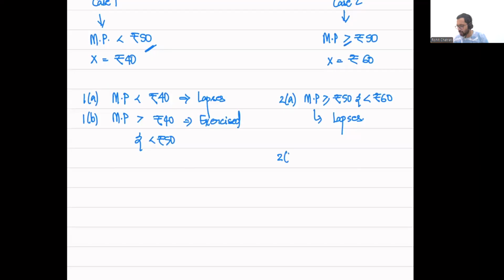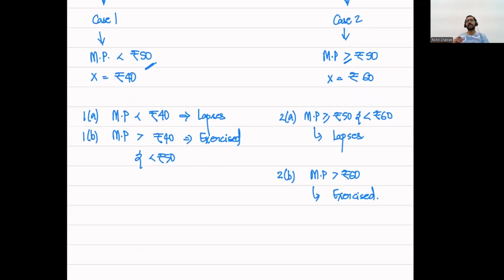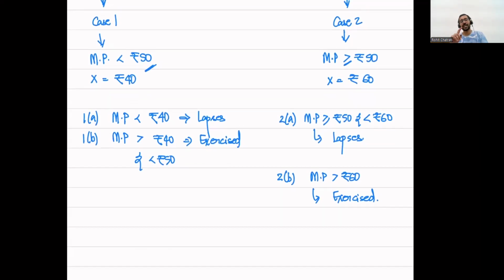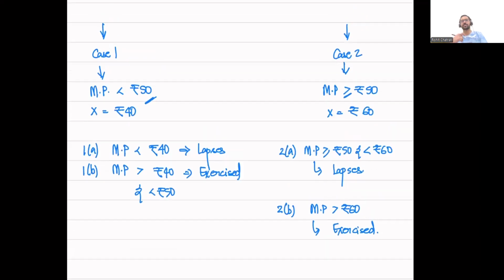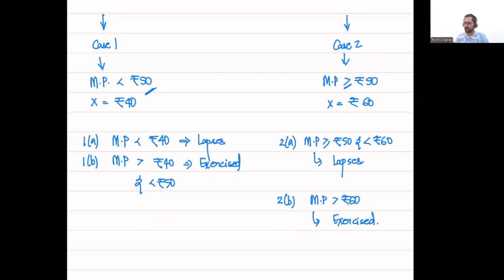2B will be a case where the market price is actually greater than 60 rupees. In this case, it will be exercised. If the market price is, let us say, rupees 70, then GT has a right to buy the share at rupees 60 for a share which is worth 70 in the market, and therefore it will exercise. All right. So there are different possible scenarios over here.